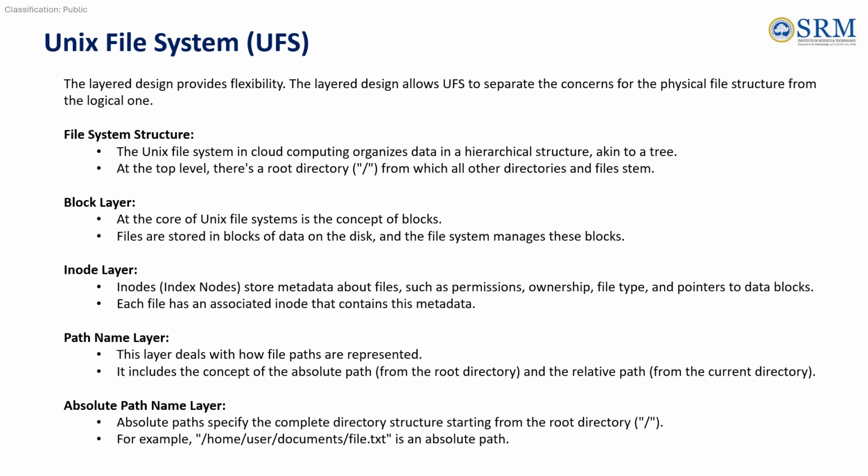Next comes the path name layer, which defines how files are addressed. Paths can be absolute or relative. An absolute path starts from the root directory and specifies the complete location of a file. For example, /home/user/document/file.txt. A relative path, on the other hand, specifies the location relative to the current working directory. Overall, UFS provides a structured and efficient method for organizing and accessing files within a system.